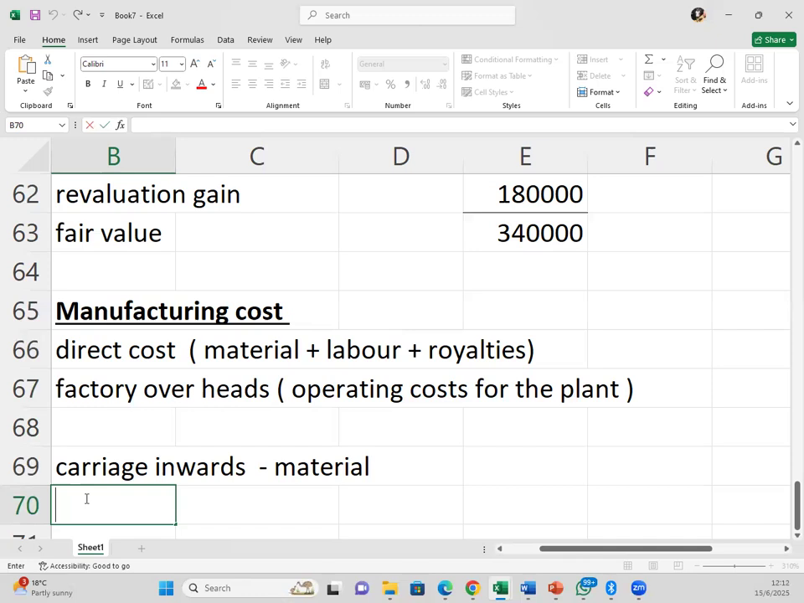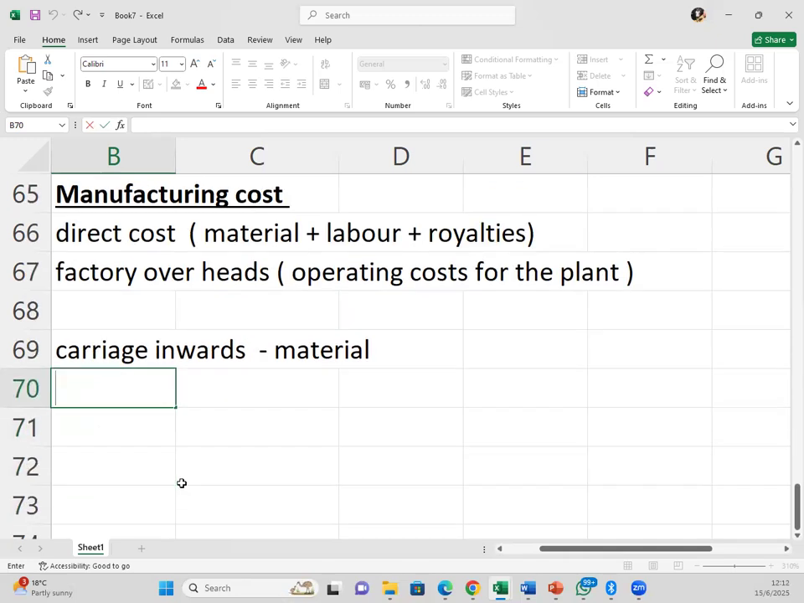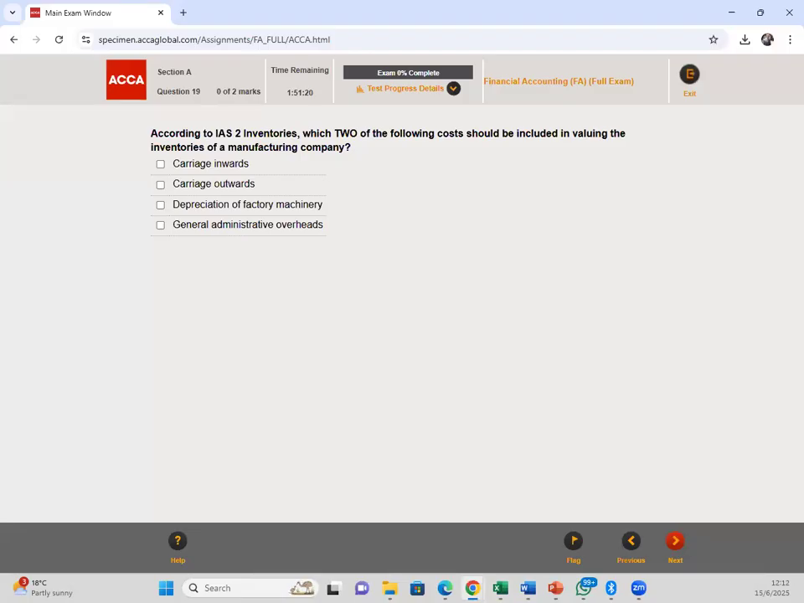Then there was depreciation of factory machinery. Like I did mention, factory overheads include the depreciation for plant and machinery. So we add the direct costs and the factory overheads to get the cost of the inventory. Provided we have produced on our own, the cost of the inventory is the direct cost plus the factory overhead cost. So now with that in mind, I think you can tell the answer.